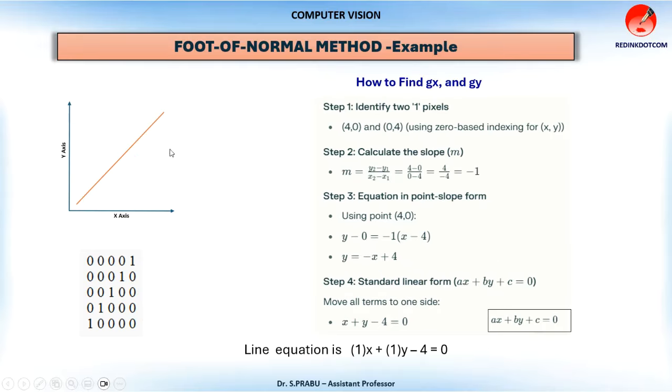In the same way, for the negative diagonal line, the starting point is (4, 0) and it ends at (0, 4). The slope is minus 1. You can get y equal to minus x plus 4. We can rewrite this as x plus y minus 4 equal to 0. The x coefficient is 1, the y coefficient is 1, and the constant is minus 4. So plus 1 is the gx value, and plus 1 is the gy value. In this way you can find the gx and gy values.